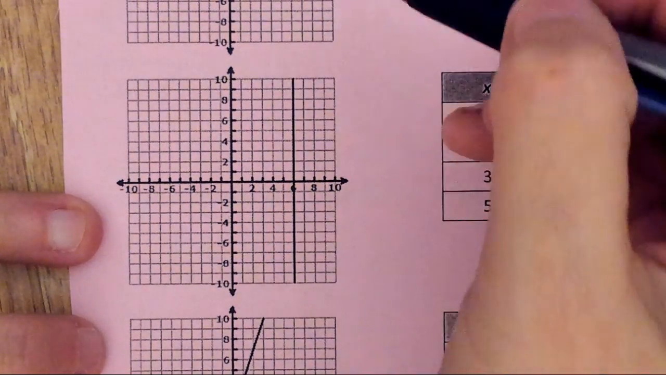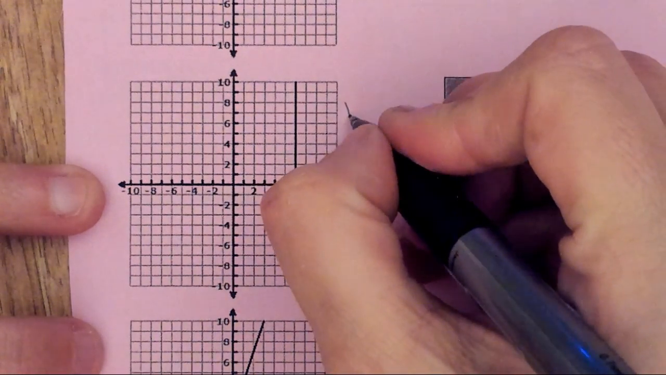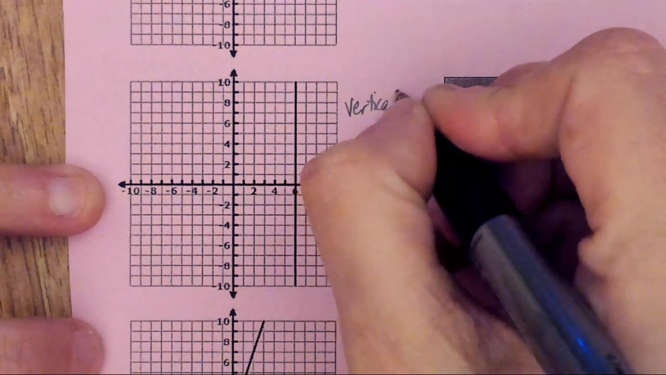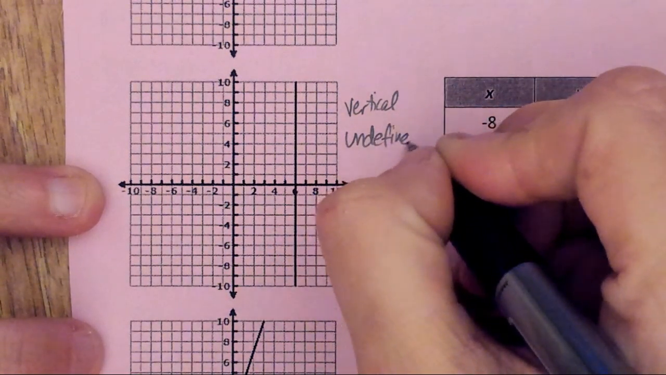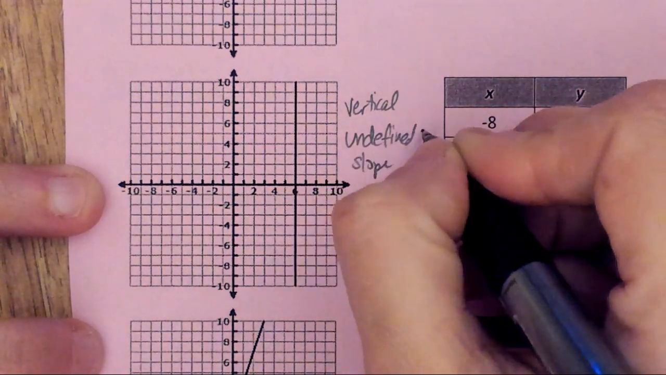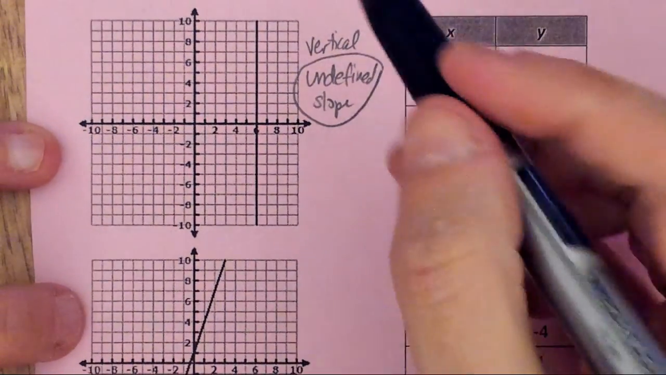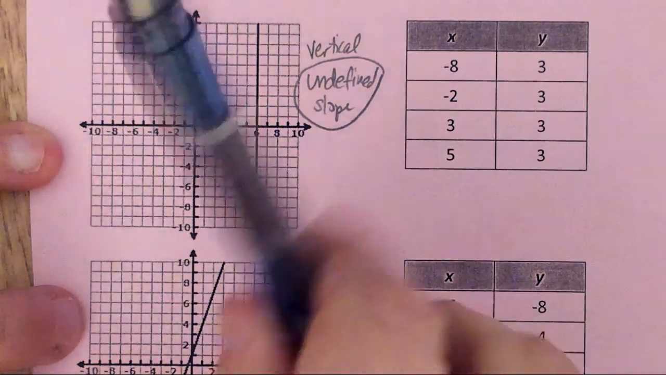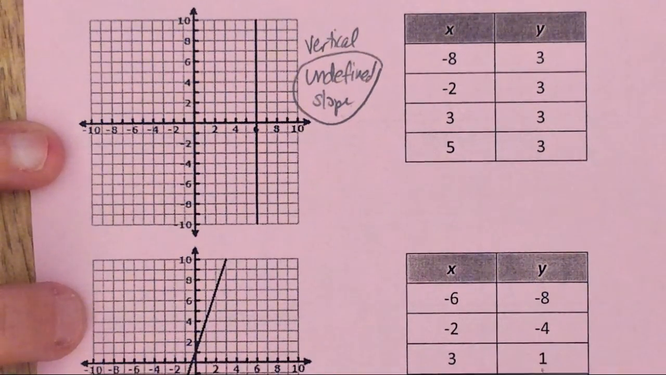Okay, now here I've got vertical. I have a vertical line, which means I have undefined slope. So for this one, my slope is undefined because I have a vertical line. Anytime I fail the vertical line test, boom, I have undefined slope. That is not a function.